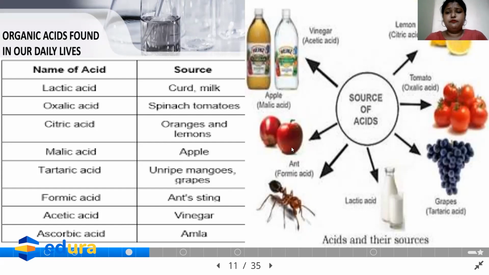It is very helpful for us. You can see the diagram over here. Sources of acids: vinegar, acetic acid. You can see the vinegar. Then it is apple, malic acid. Then it is ant, formic acid. Lactic acid is present in curd when the milk gets converted into curd, because the curd tastes sour. That is because of the presence of lactic acid. Then we have grapes, tartaric acid. Tomatoes, oxalic acid. Lemons, citric acid. After this we have bases.